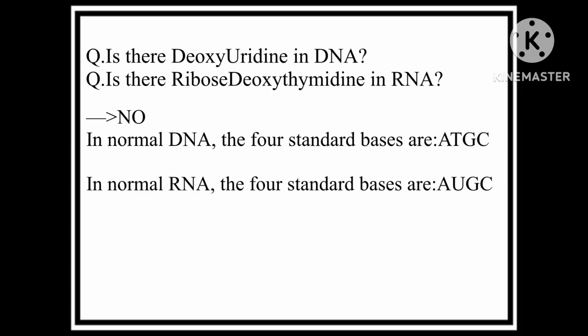There is no deoxyuridine in the structure of DNA, and there is no ribose deoxythymidine in the structure of RNA, because in normal DNA the four bases, which we already know, are ATGC, which means adenine, thymine, guanine, and cytosine, and in normal RNA the four bases are AUGC, which means adenine, uracil, guanine, and cytosine.